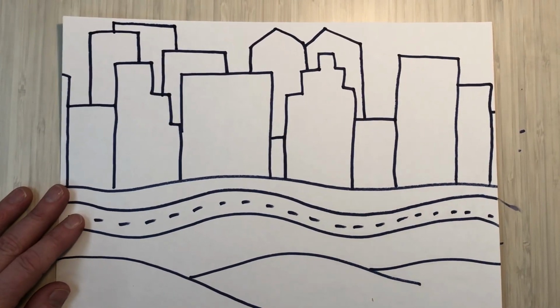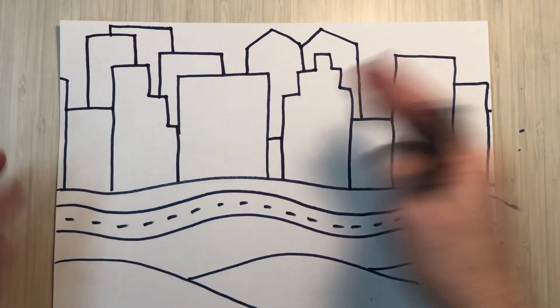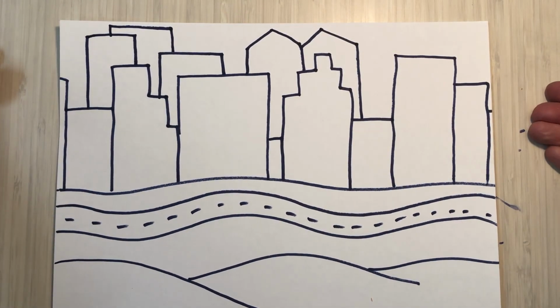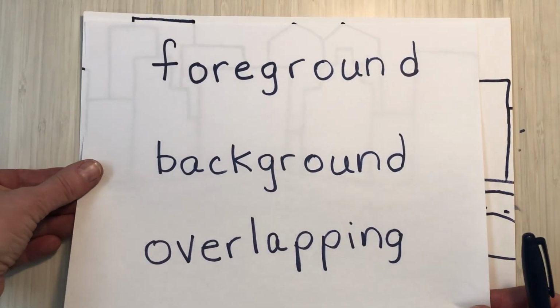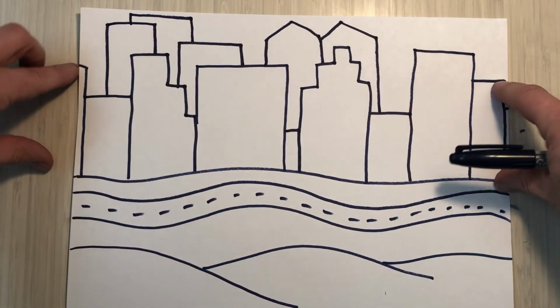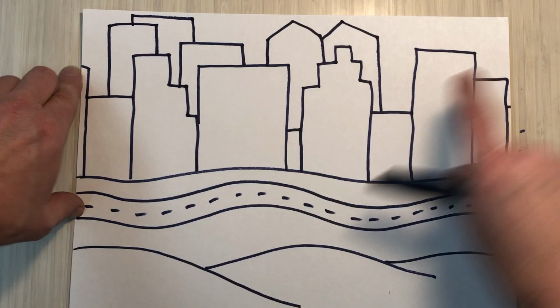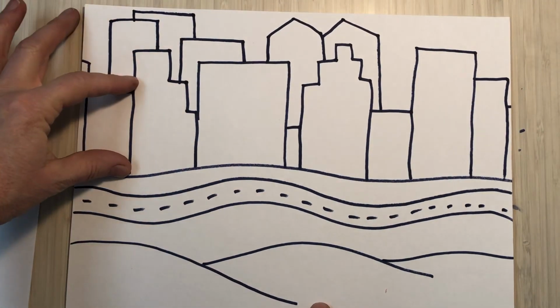So with overlapping, the thing is you're starting with the buildings in front first and then adding the ones behind, okay? So those are our terms: foreground, background, overlapping, right? Foreground, the buildings are in the background because they're far away, and then we used overlapping to make some buildings look like they're in front of each other.